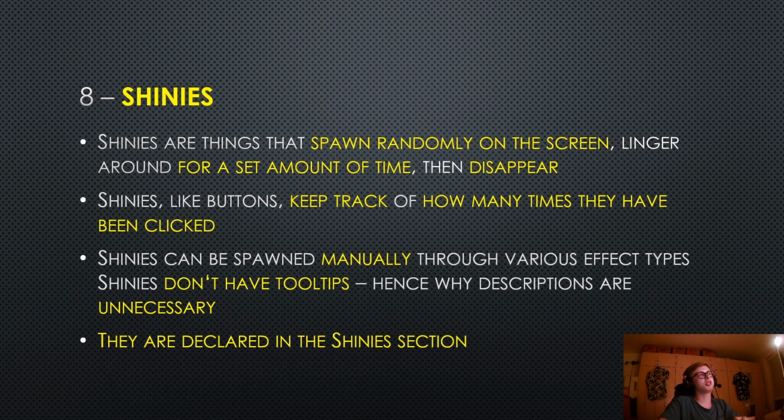In this one we are gonna cover everything about shinies. So, shinies are things that spawn randomly on the screen, linger around for a set amount of time, then disappear. So this is very similar to the golden cookie in Cookie Clicker. And shinies, like buttons, keep track of how many times they have been clicked.